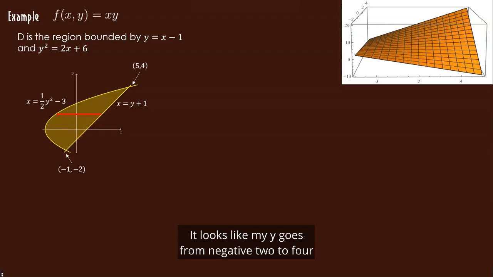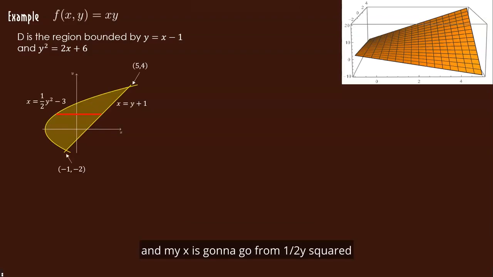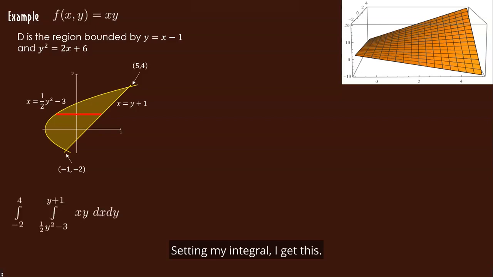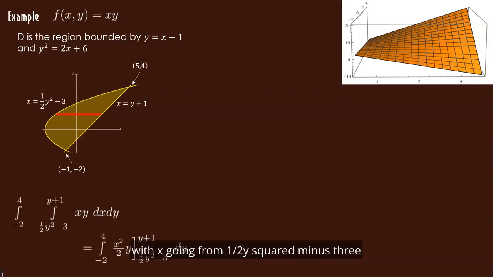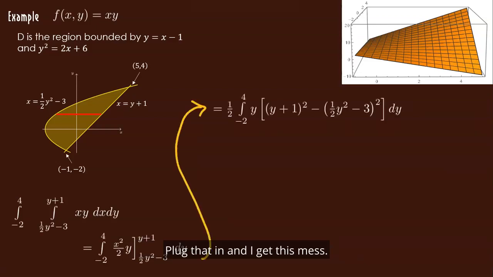It looks like my y goes from negative 2 to 4, and my x is going to go from 1/2 y squared minus 3 to y plus 1. Setting up my integral, I get this. Integrating with respect to x first, I'll get x squared over 2 times y, with x going from 1/2 y squared minus 3 to y plus 1. Plug that in, and I get this mess.